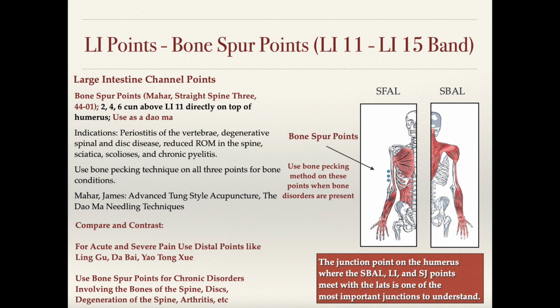They can certainly play some role in it, but don't be surprised if you're treating chronic low back pain and you're not getting a result with Ling Gu and Da Bai. So some of the options that you can do then is to use the bone spur points. So they're more proximally located, and they're also indicated for more chronic type conditions as well. So remember to use those points.